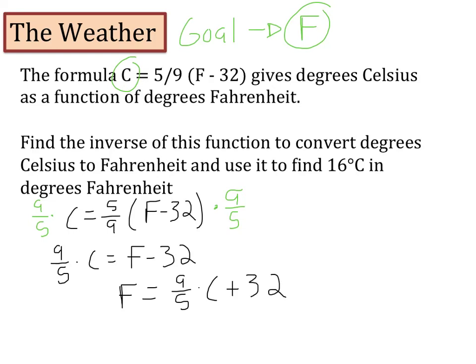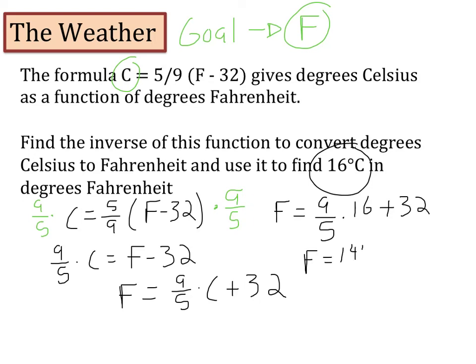So that was the first part of this problem, to find the inverse, and now we're going to use it to plug in 16 degrees Celsius to figure out what it is in Fahrenheit. So we just plug in 16 for C. We have 9 divided by 5 times 16 plus 32. And 9 times 16 is 144, divided by 5 plus 32, which comes out to roughly 61 degrees Fahrenheit.